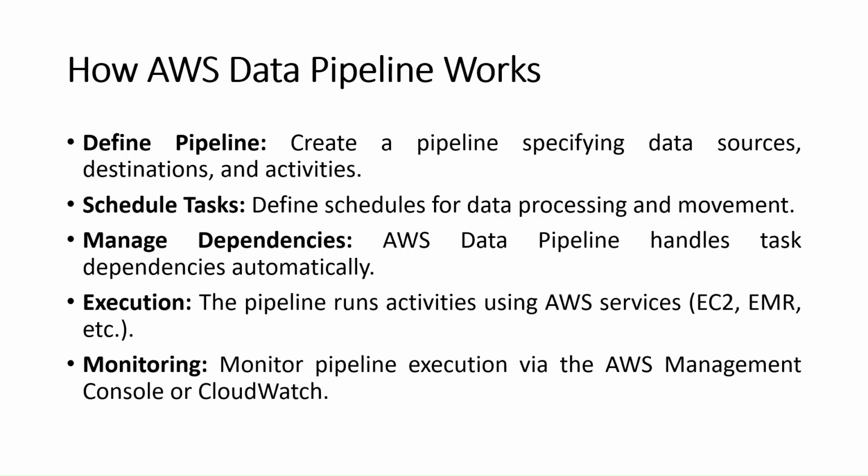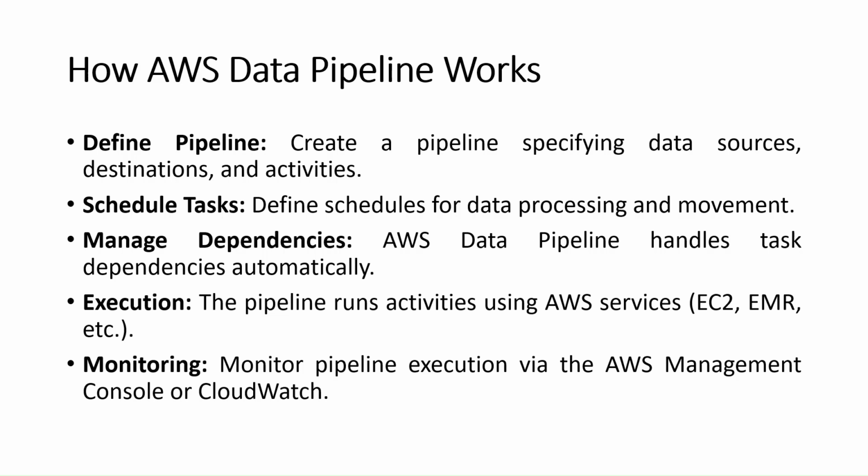And the third thing is manage dependencies. The AWS Data Pipeline handles task dependencies automatically. It ensures tasks happen in the right order. So for instance, if task B depends on task A being completed first, it will automatically wait until task A is done before starting task B.